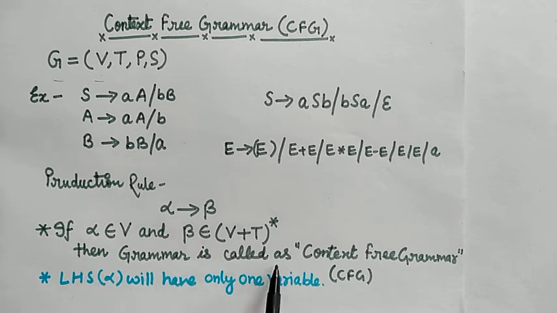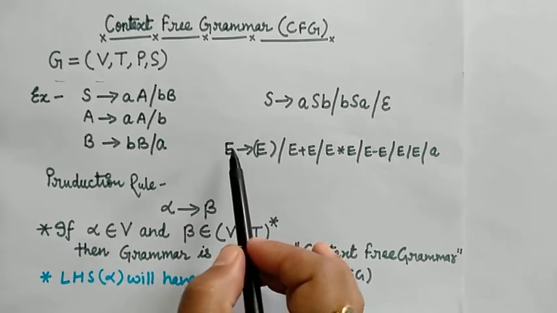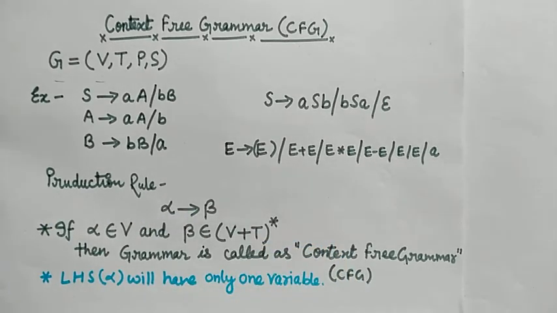Then the grammar is called context free grammar. So all the grammars written here are context free grammars. If a grammar contains all productions in which the left hand side has only one variable, then the grammar is called context free grammar. You can see I have written here: LHS will have only one variable. Then this grammar is known as context free grammar.